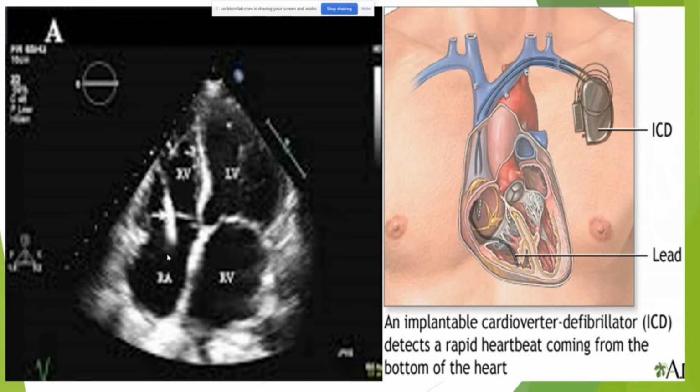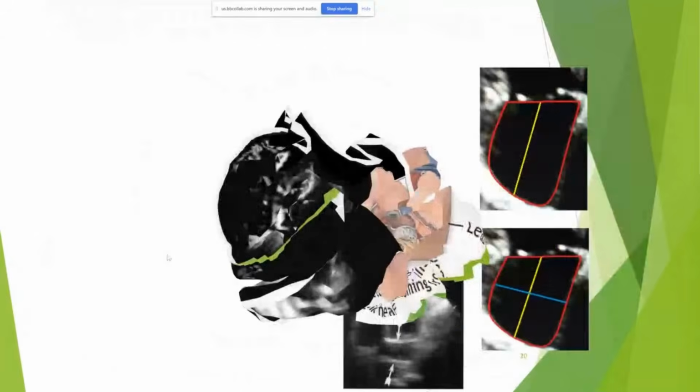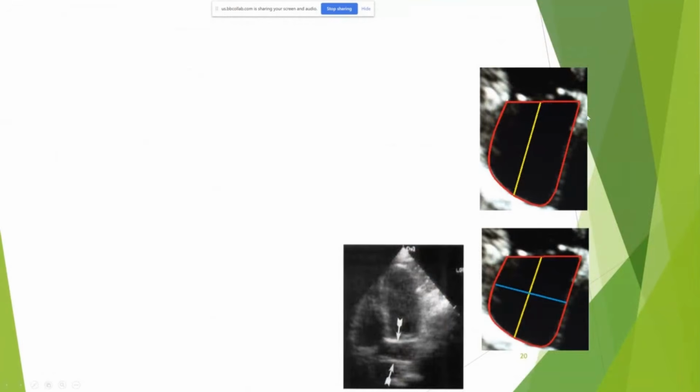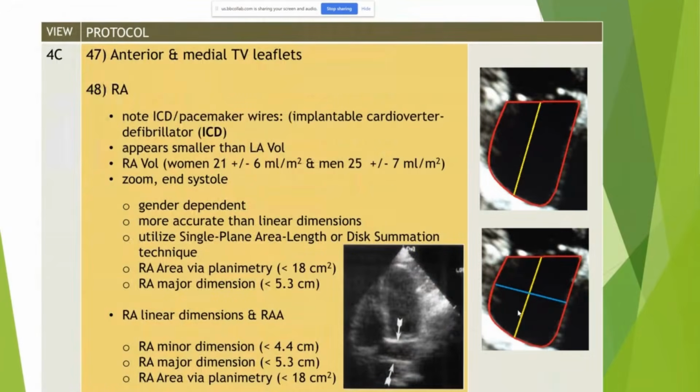Just like how we did the LA volume, we're going to want to trace that RA, and it's going to look like this. Whenever we're tracing the right atrium, we want to make notations of a few things. Does this patient have an ICD or pacemaker? Does it appear smaller than the left atrium? Because it should. It should definitely not be bigger.